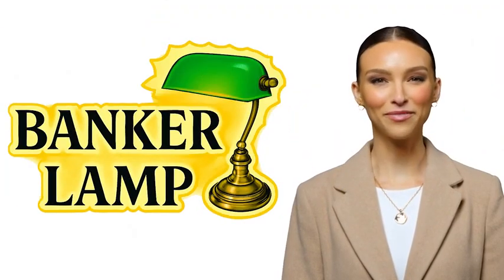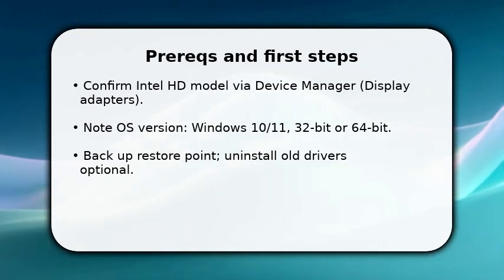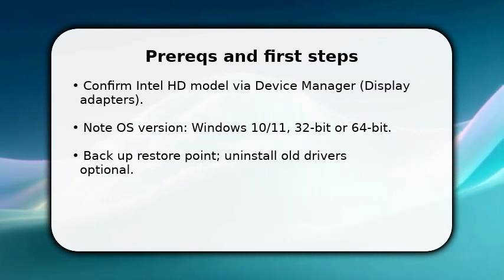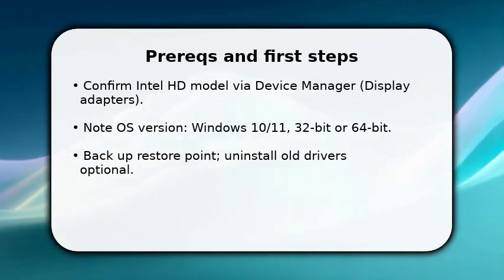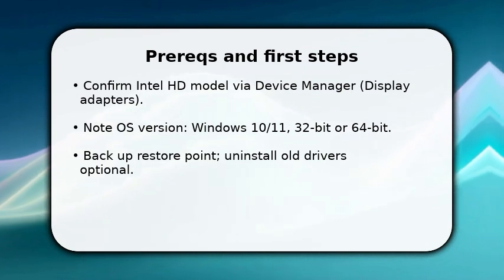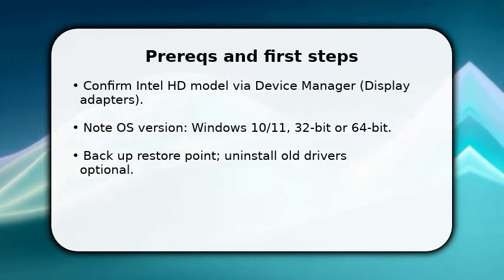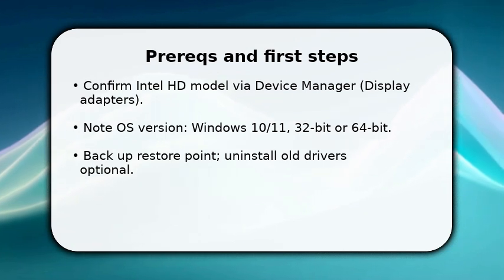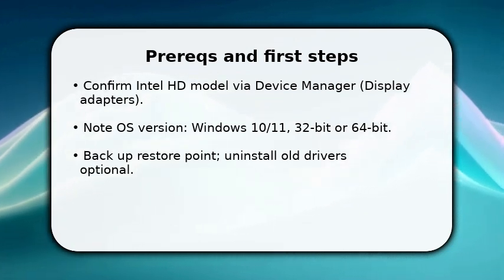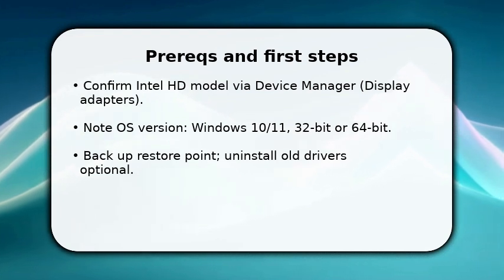Please enjoy the video. You start by verifying hardware and OS, so you download the exact driver. Open Device Manager, expand display adapters, and note the Intel HD model. Once done, check Settings > System > About for Windows version and architecture, because mismatch breaks installs.